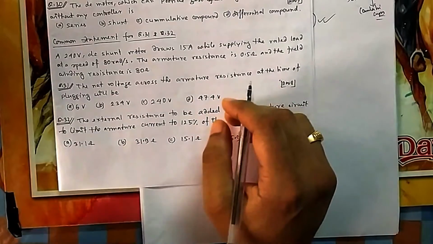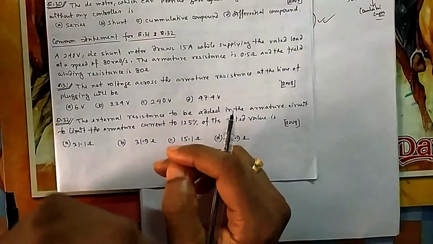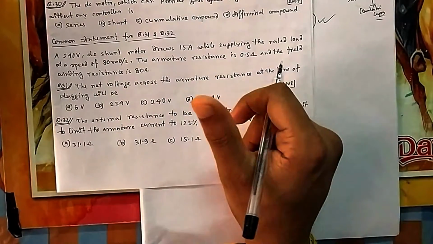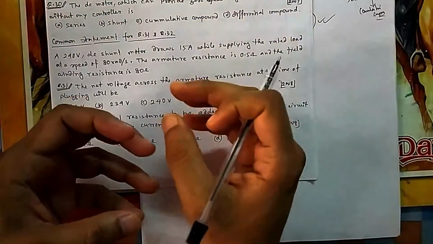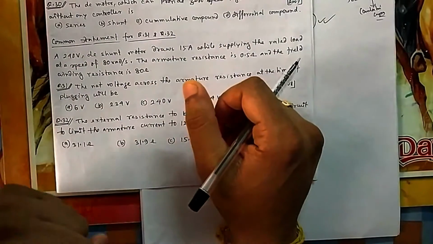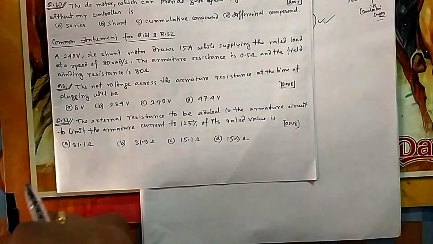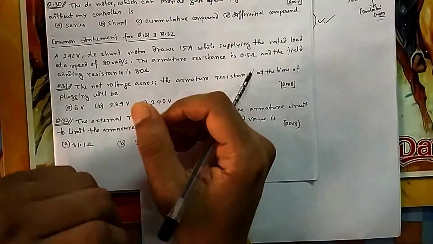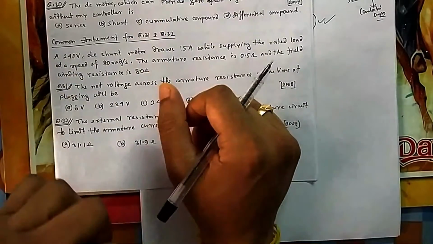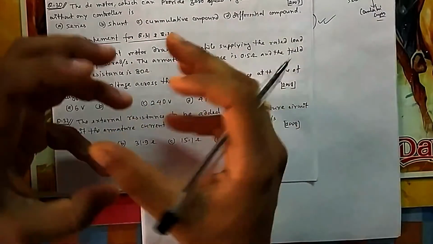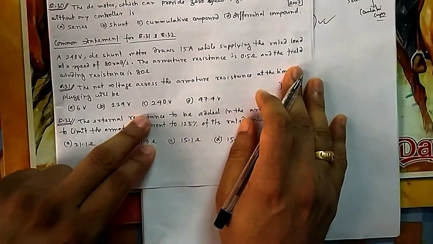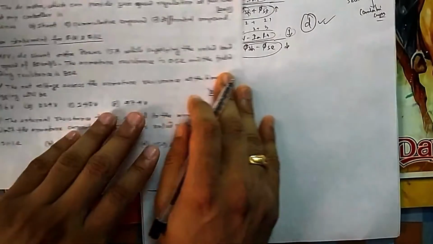So what is plugging? In plugging, you suddenly change the terminal polarity so that a reverse voltage is applied to it, which acts like a brake. So suddenly you change the polarity, so it acts like a reverse voltage is coming across it, and it will try to change its direction so that it applies its brake. So it will act like a braking action. So that's plugging: suddenly you change the polarity of the terminal voltage.